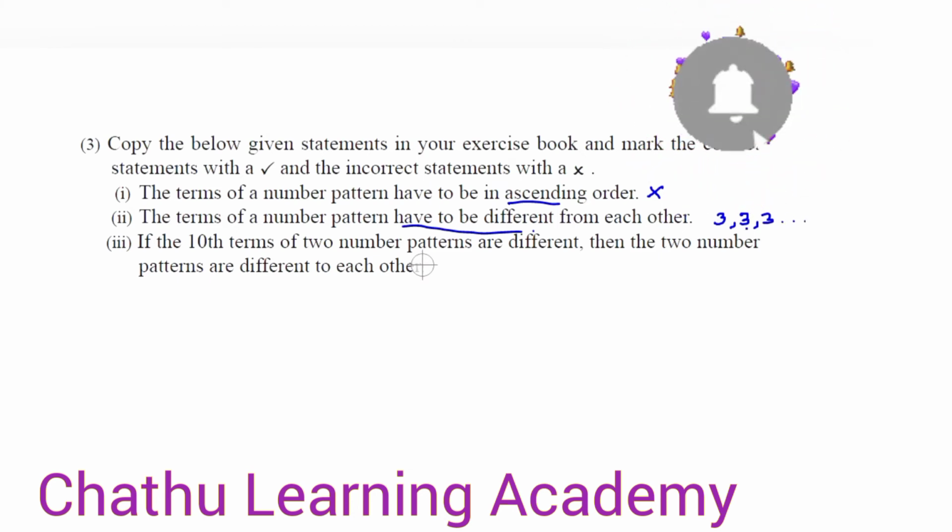There may be this type of number patterns. Then the second sentence is also wrong. No need to be different from each other. There may be number patterns with similar terms. Third one: if the 10th terms of two number patterns are different, then the two number patterns are different from each other. Yes, it's correct.